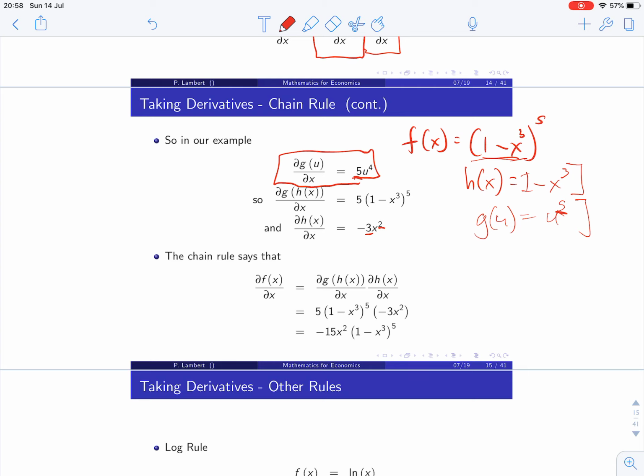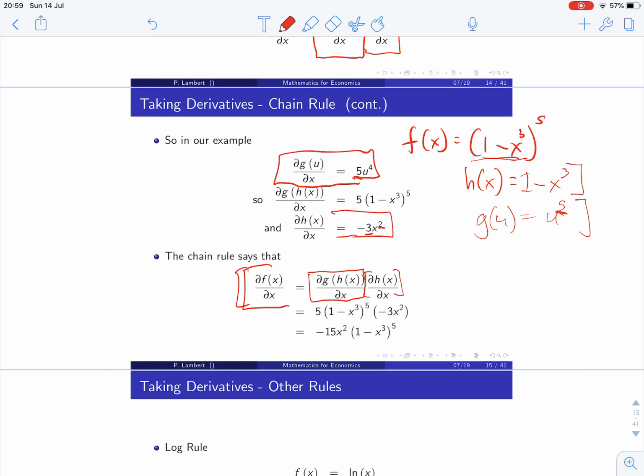We now need to use the chain rule to put it all together. The derivative of our original function, df/dx, equals the derivative of our g function evaluated at our underived h function, times the derivative of the h function. So let's see if we can put all that together. This last term here, dh/dx, we just got from this step here. So we're going to have something times negative 3 times x squared.